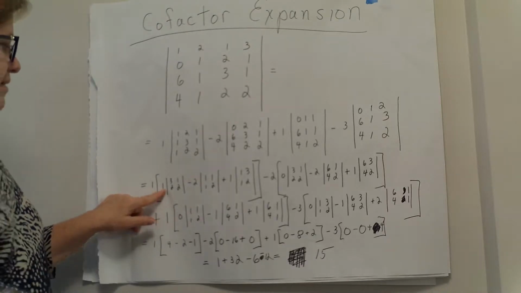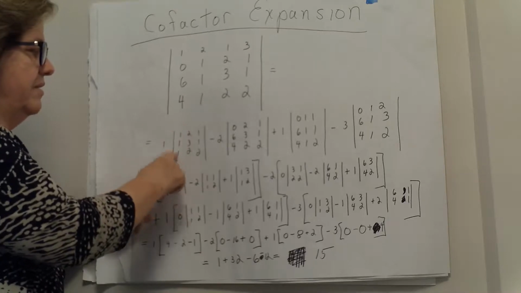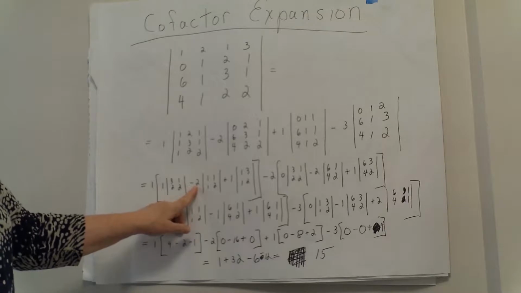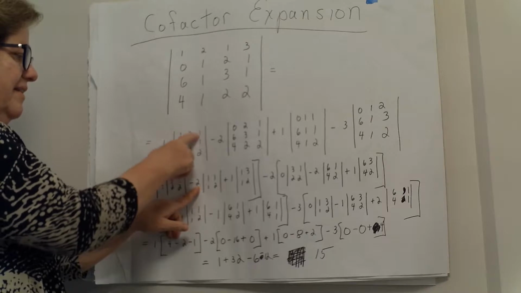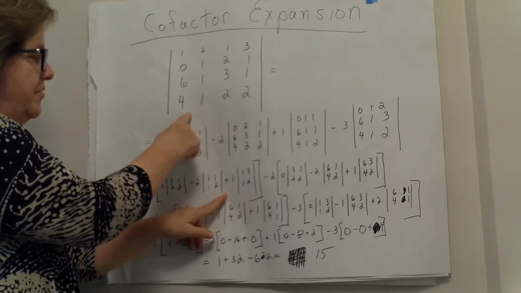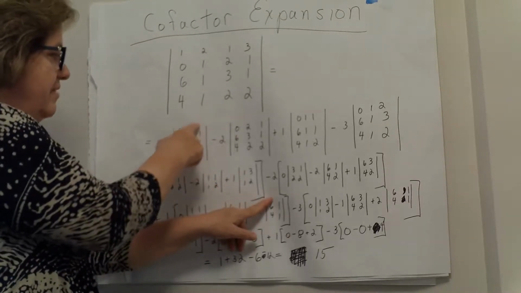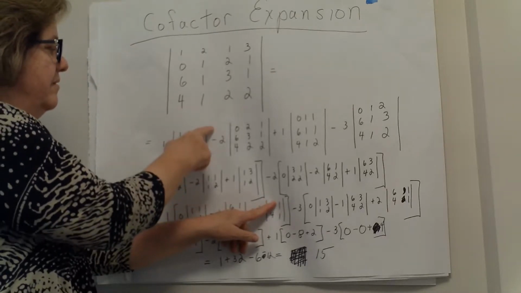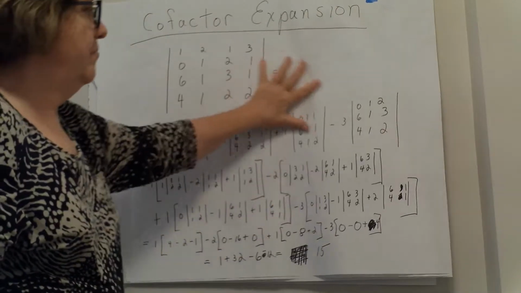1 times whatever's left, so that's this 1, times whatever's left after you eliminate this column and this row, 3, 1, 2, 2. Minus 2, that's this 2, times the determinant of whatever is left after you get rid of this and this. 1, 1, 1, 2. Then it's this number, 1, times whatever's left when you get rid of that column and that row. 1, 1, 3, 2. Okay, then we go on to the next one.